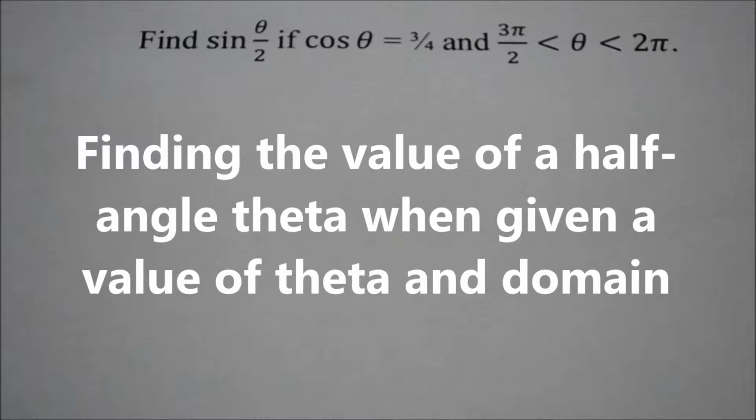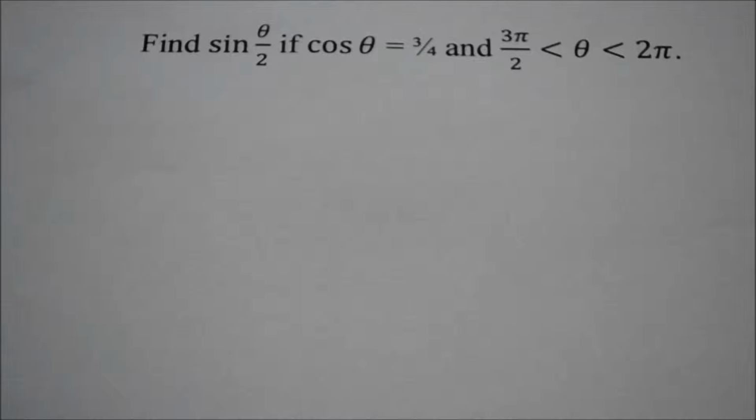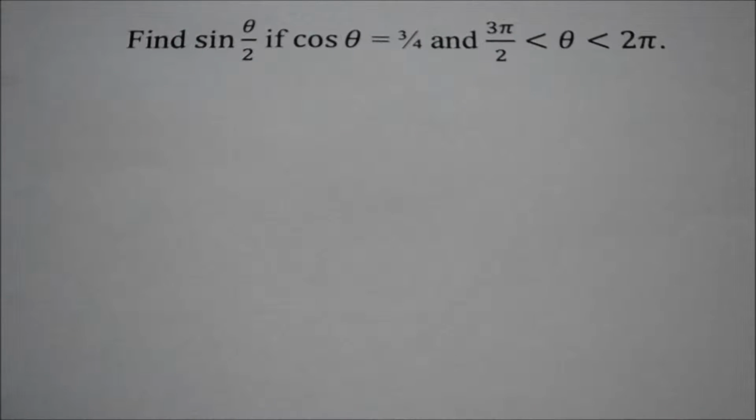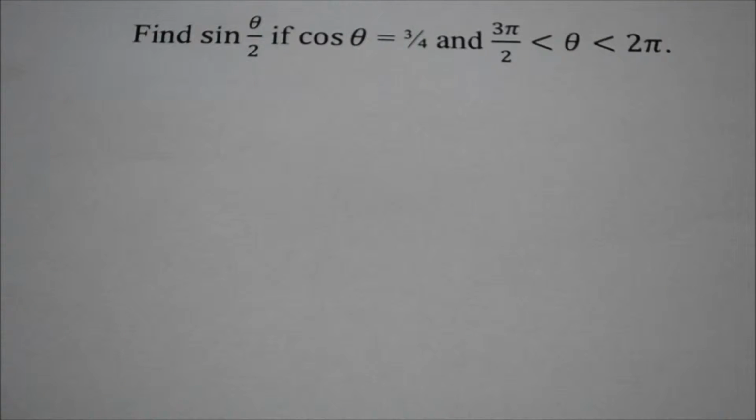In this video, I'm going to show you how to find the value of sine theta over 2 if we are given that cosine of theta is 3 over 4 and the domain is 3 pi over 2 is less than theta and theta is less than 2 pi. Let's start off first by drawing a chart to see where our domain is at.